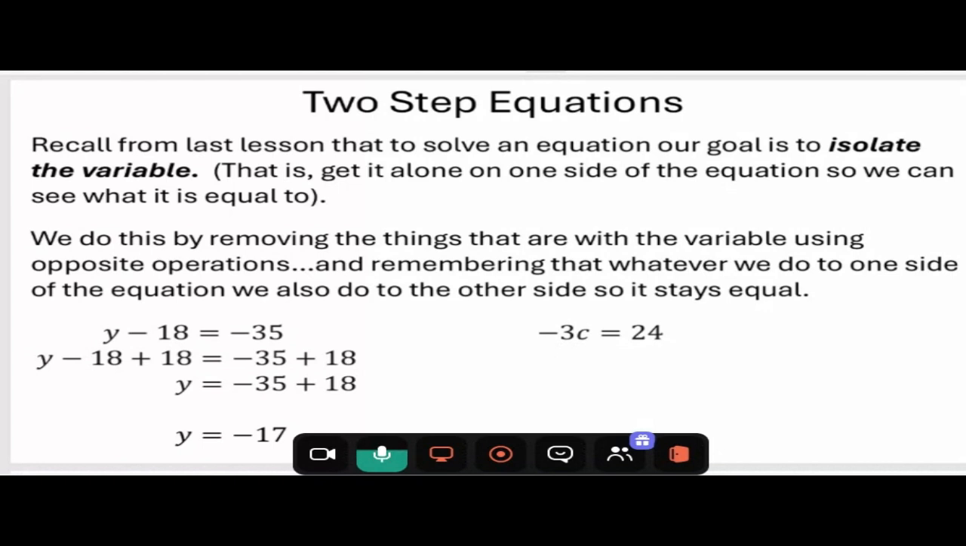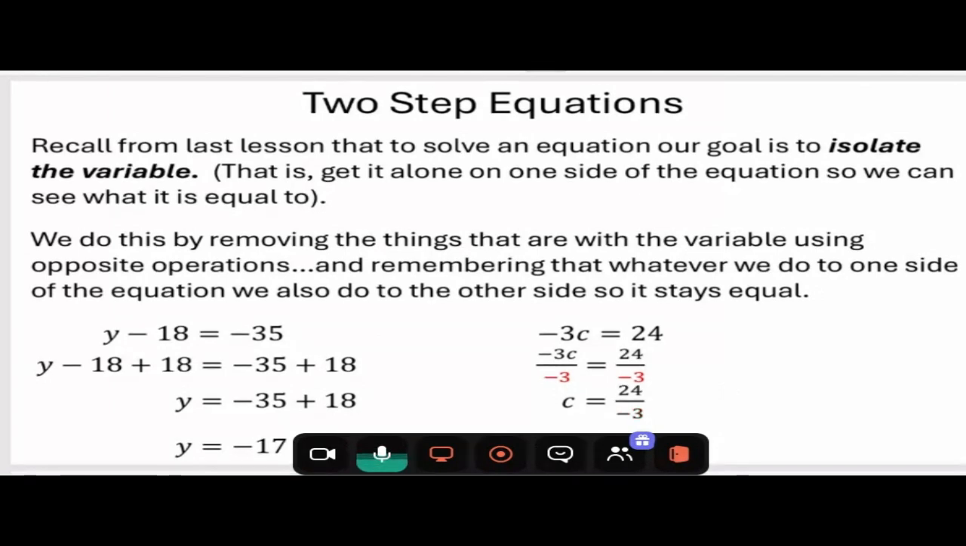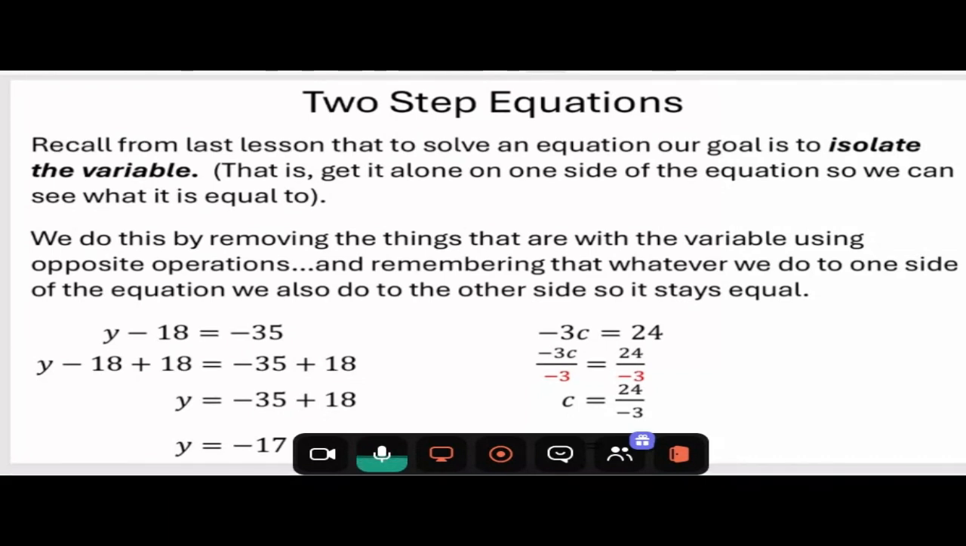So we're going to do the opposite. The opposite is not adding 3, because this is not a subtracted 3. This is a multiplied negative 3. So I divide, that's the opposite of multiplying, divide both sides by negative 3. And in this case, we remember that it doesn't magically become a plus because I didn't add it to both sides. I divided it by both sides. So a negative 3 on the top and a negative 3 on the bottom just cancel out, leaving C alone. 24 divided by negative 3 on the right, and we get an answer of negative 8.